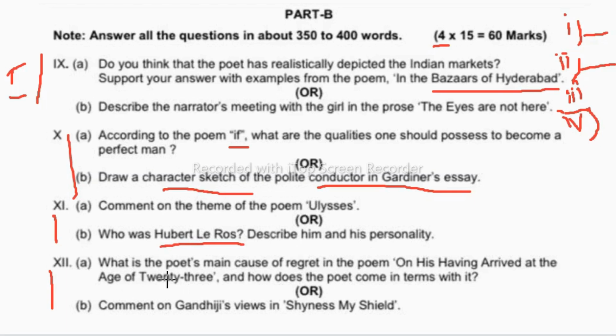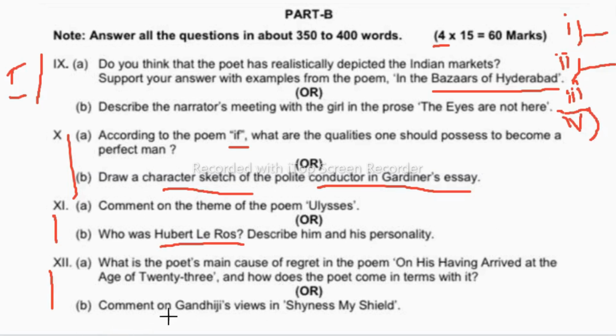Next one, what is the poet's main cause of regret in the poem on his having arrived at the age of 23, and how does the poet come to terms with it? This is John Milton's poetry, where he had freshly graduated from Cambridge University. So he was very worried about his life. There he has written his own real life experience through this poem. So you have to write the whole summary in this form.